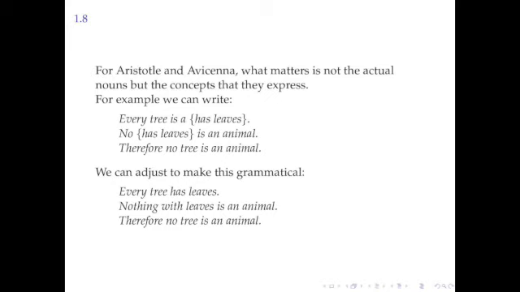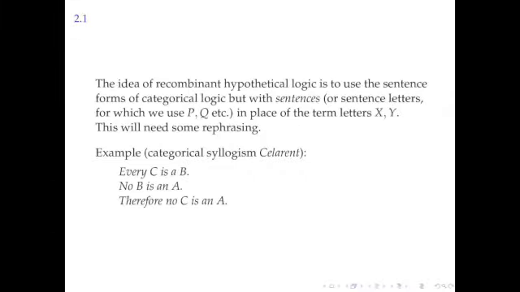Now, as it stands, what I've just said is not grammatical. We can't just shove has leaves in a place where there should be a noun, but it's easy to adjust it so that the syntax works and say, every tree has leaves. Nothing with leaves is an animal. Therefore, no tree is an animal. And Aristotle and Avicenna will both count that as a good example of a categorical syllogism. So, that's categorical logic.